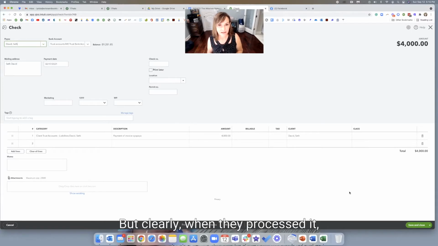But clearly when they processed it, it didn't record the payment in the correct bank account, because you wouldn't have a negative balance here. So we need to look at why this check is coming out of trust. If it was being paid, this whole transaction has issues. So we need to go into Seth's account in lien law and really drill down on it. So that's where we would dig in if we were trying to figure out what's wrong here.